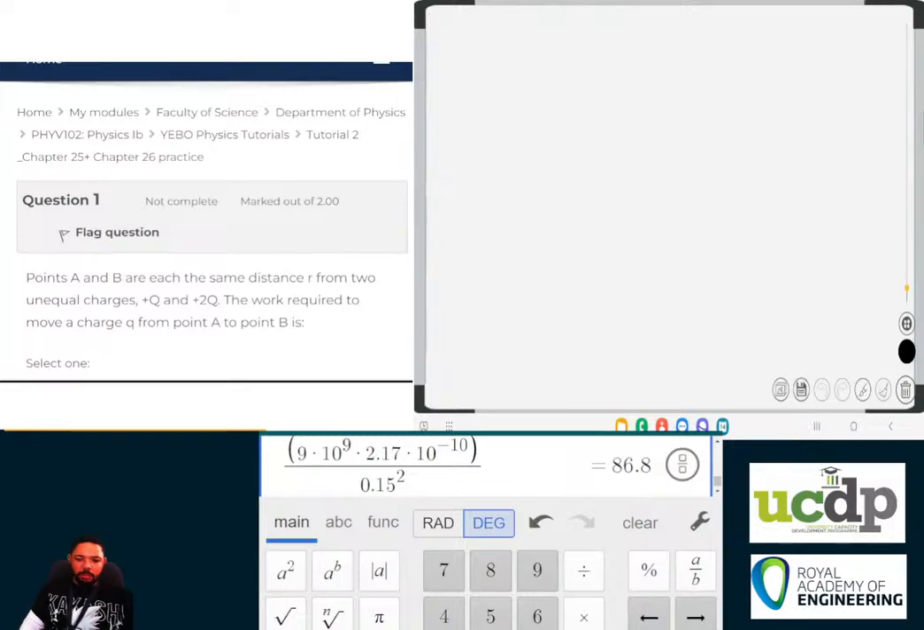which is a very integral part of this semester's work, because without this you won't be able to understand circuits and the related concepts. Now, question one states the following.